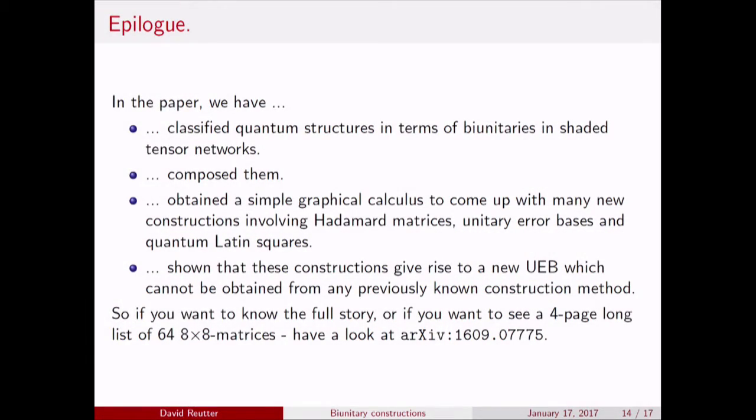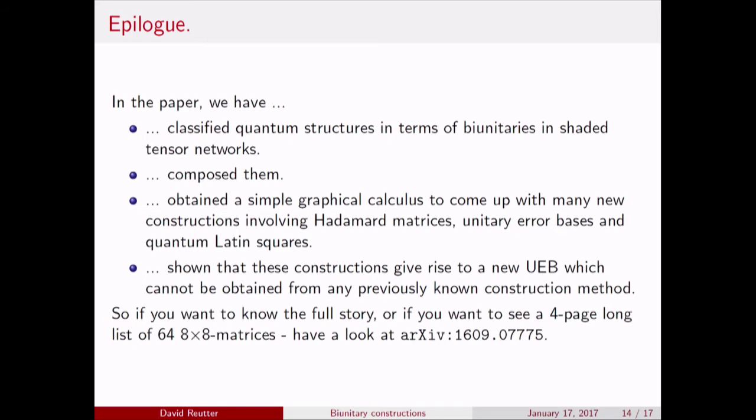So you said that you gave a classification, but what was the equivalence relation? Right, so I definitely didn't give a classification of UEBs. That's a really open, hard problem. There is an equivalence relation of what, which classification did you mean? Well, at the end, you have a slide where you classified all these. Yeah, could you get the last slide, if that's possible? Classified quantum structures in terms of biunitaries in shape. Right. So what's the equivalence relation in this?